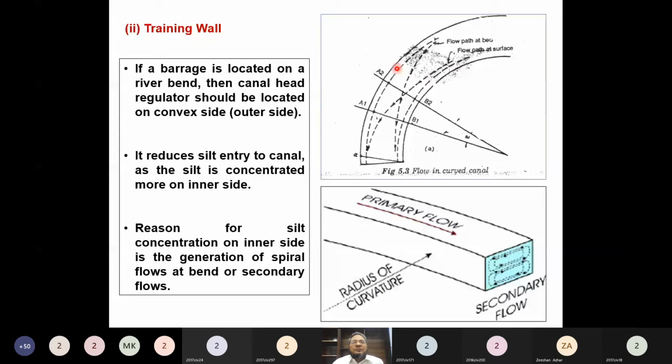Now the next is the training wall. What is a training wall? To understand the concept, if a barrage is located on a river bend, like this river bend, then the canal head regulator should be located on the convex side. We should provide the canal head regulator on this convex side, not on the concave side. Why? It reduces silt entry to the canal. If our canal is taken off from this convex bank, the silt is concentrated more on the inner side.